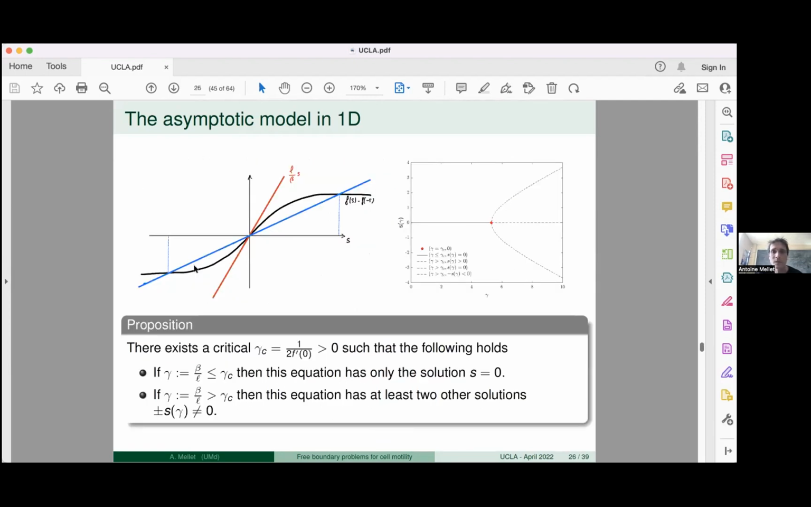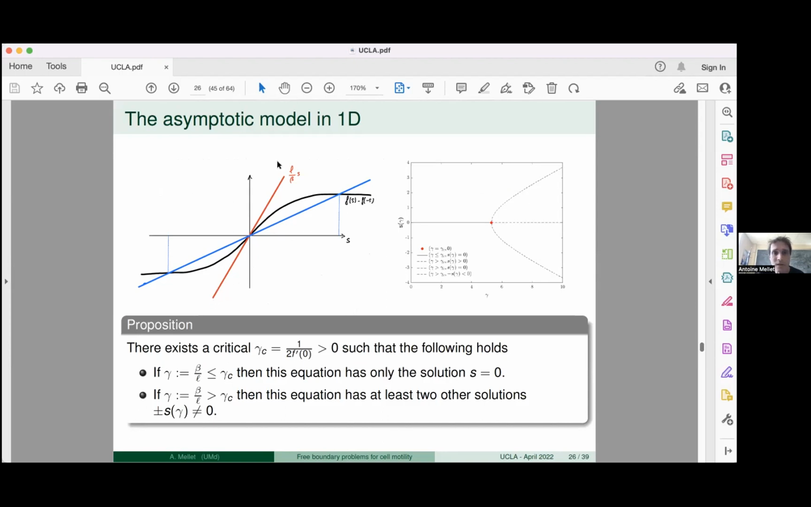Now, the key picture is this one. It's not very well drawn, but there is a black curve here, which is this function f of s minus f of minus s, which is an increasing function. And what I'm trying to do to solve the equation is find the intersection of this black curve with a straight line with slope L over beta.